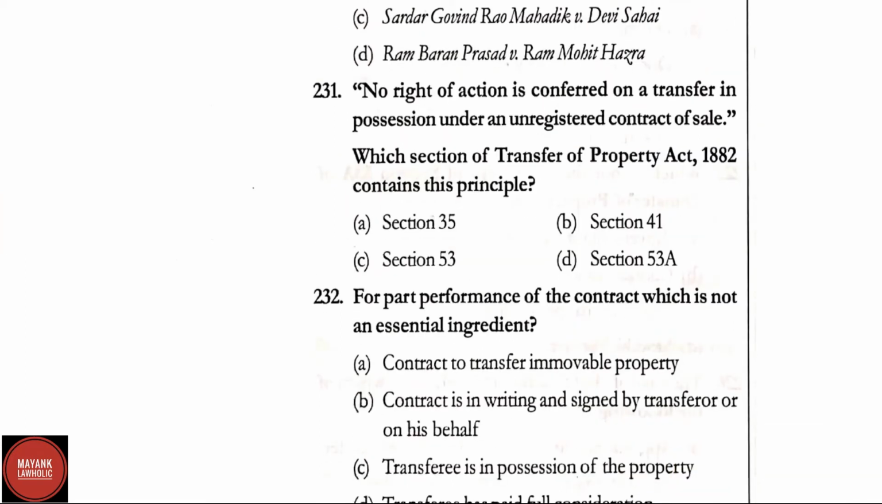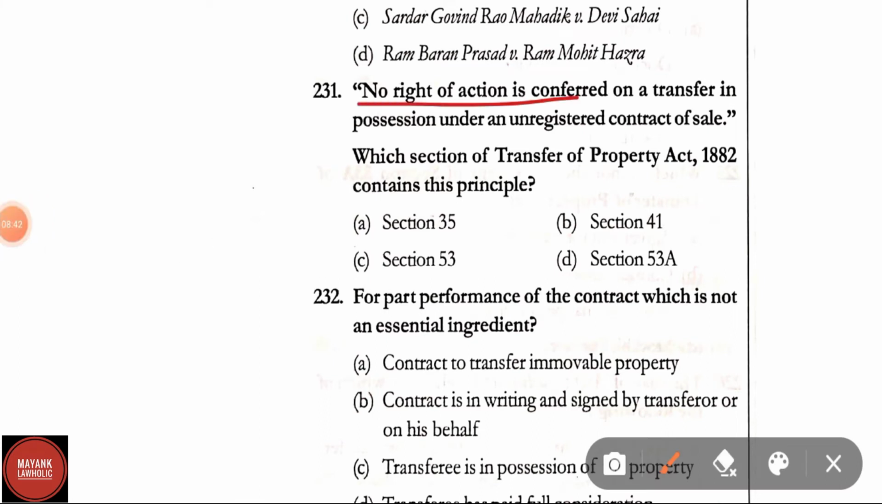Question number 231. No right of action is conferred on a transferee in possession under an unregistered contract of sale. Which section of TPA contains this principle? Options are section 35, section 41, section 53, section 53A. Correct answer is section 53A.